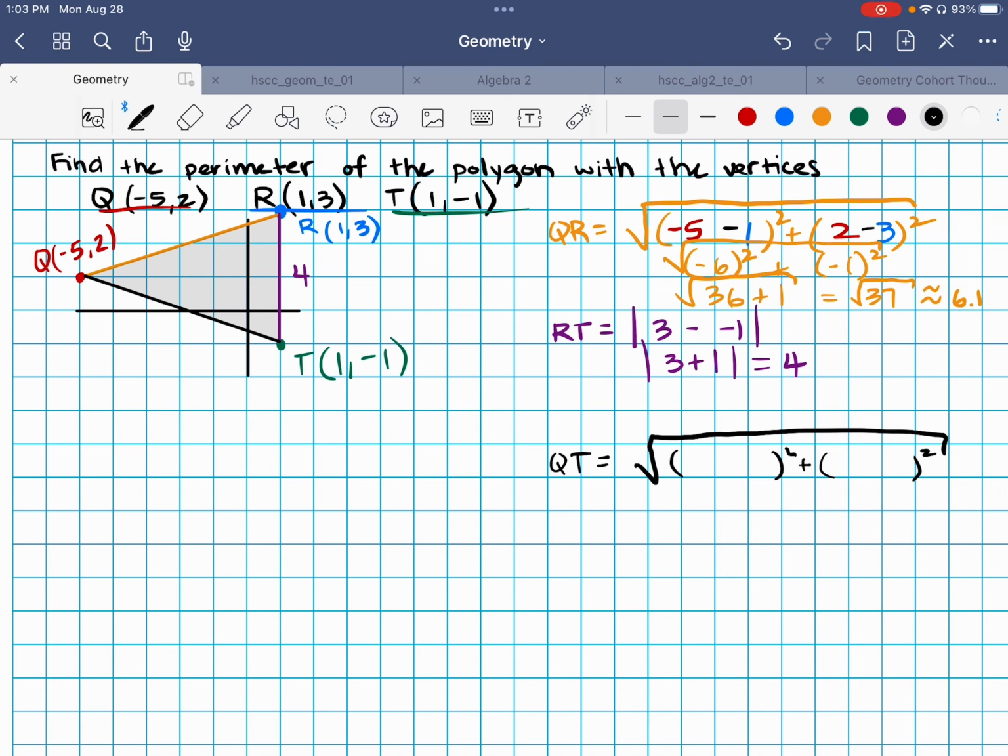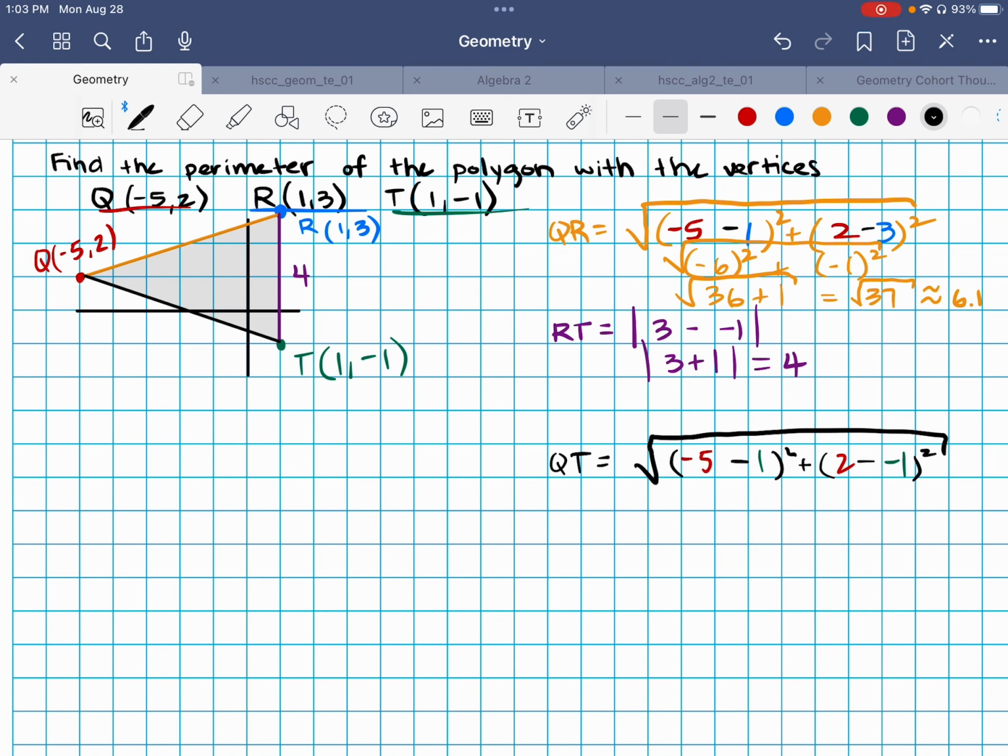And then we're going to start with our x's. So we take a look at where our x values are. Our x's are negative 5 and 1. So we're going to put a negative 5 and a 1. And then we're going to do the same thing with the y's, 2 and negative 1. So we're going to put a 2 and a negative 1. Always remember that between your x's, you're always going to put a minus sign, and between your y's, you're always going to put a minus sign.